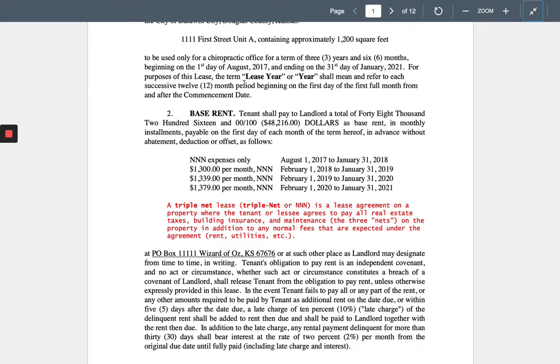The common area is exactly what it says. It's the parking lot, it's the sidewalk out front, it's any ashtrays that are out front, it's a main sign that's in front of the building that benefits all of the tenants. If there's grass that needs to be mowed or landscaping, maintaining all of that in the common area would be a CAM charge or maintenance fee. It could also be any additional normal fees that are expected under the agreement, like rent or utilities or other things like that. So you'll typically see base plus triple net.